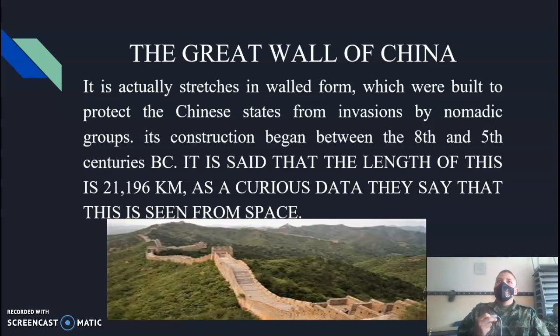Okay, the Great Wall of China. It is actually a series of structures built to protect the Chinese states from invasions by nomadic groups. Its construction began between the 8th and 5th centuries BC. It is said to be 21,196 kilometers long. As a curious fact, they say that it can be seen from space.